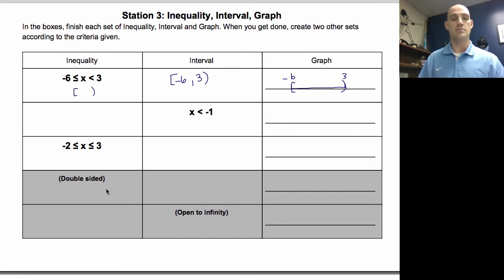When you get down to these bottom ones, you're going to create a double-sided inequality. And here you're going to have one that's open to infinity. So you're going to have infinity on one end. And that means you're going to have a parentheses because you can't box in infinity.